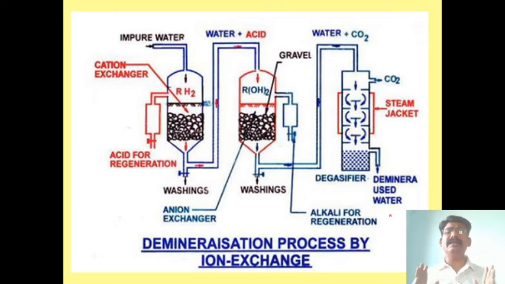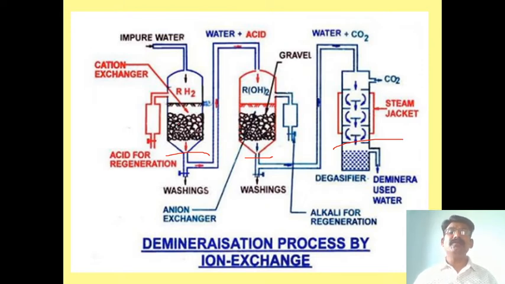In this we have to remember the three cylinders, first of all labeling. First draw it and label it. Draw the three cylinders: one is the cation, another one is the anion, and the third one is the degasifier. The first cylinder is the cation exchange cylinder, this is the anion exchange cylinder, and this cylinder is the degasifier. The degasifier is surrounded by the steam jacket, because we have to produce the steam finally.